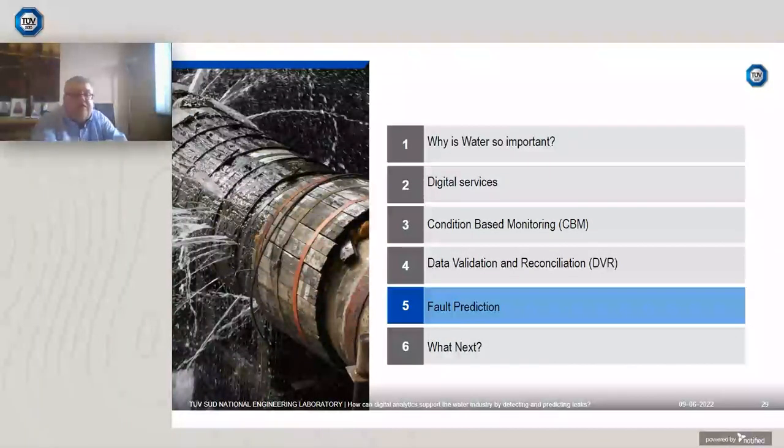If we now move to the final case study that I'd like to talk to you about, and that is using machine learning to detect fault prediction and try and estimate useful life of equipment.